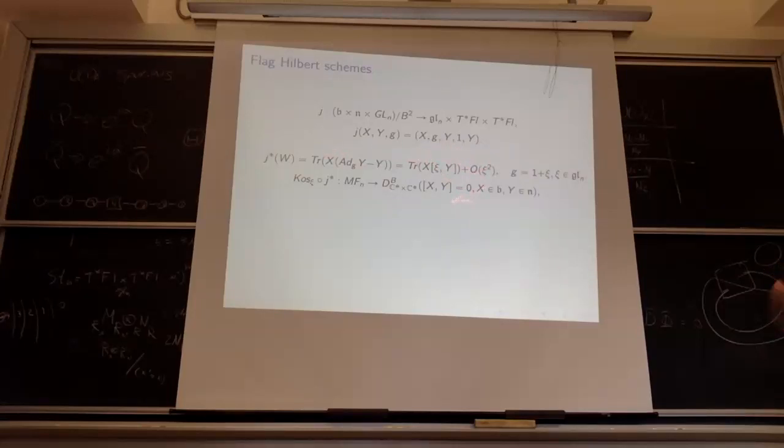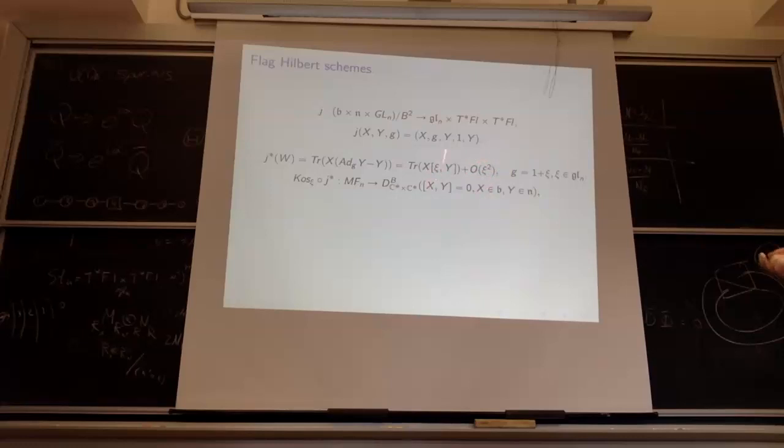So I'll fast-forward to explain how you get the Hilbert schemes. The best way to see it is that if you pull back the potential along this embedding, you'll get something like this. And if you assume that your group element is close to identity, you get a potential like this: this is your potential, plus some corrections.